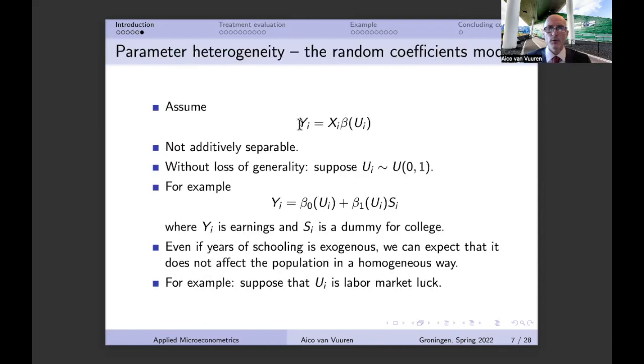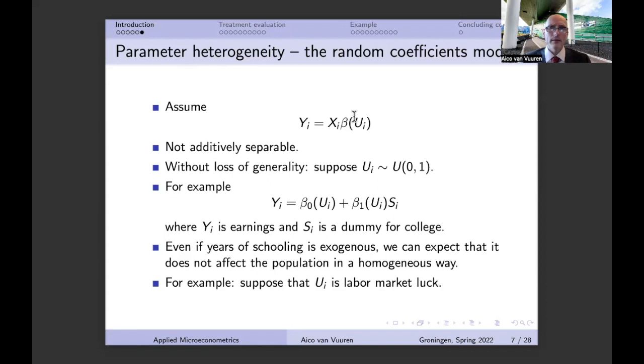So therefore, what we can do is try to introduce a new kind of model. For that we are going to look at this model that we have over here, and this is called the random coefficients model. The random coefficients model has on the left hand side again a yi, and on the right hand side we have again an xi, and again we have a beta and the ui that we also had on the previous slide.